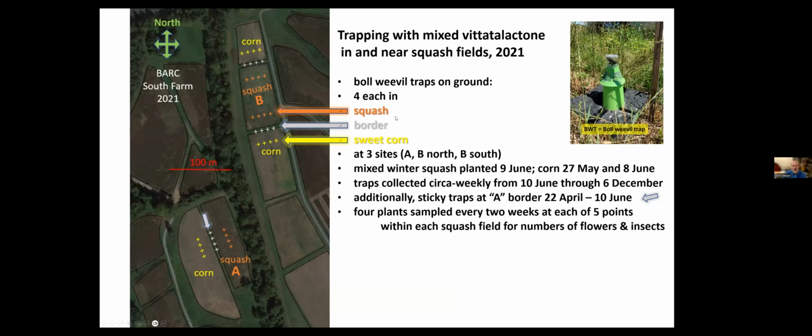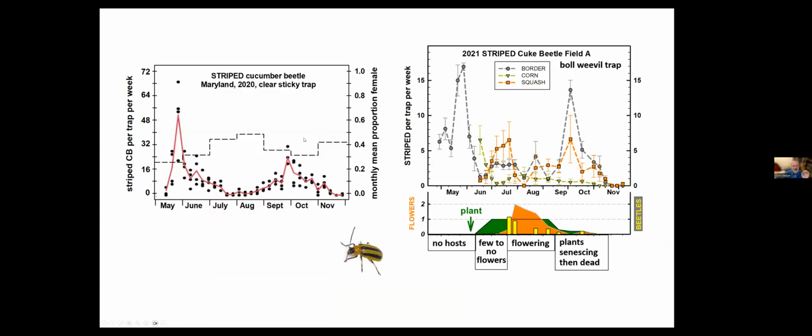And we did a little work with it. Where are these beetles? Well, at the beginning of the year, look at the left graph, and this is before the squash is even out there, there's large numbers of striped cucumber beetles, and the dotted line is the female percentage, which is at that point about a third of them are females and about two-thirds are males.